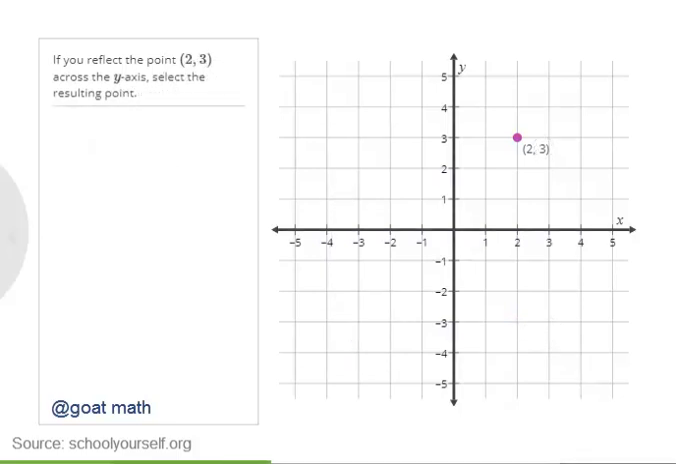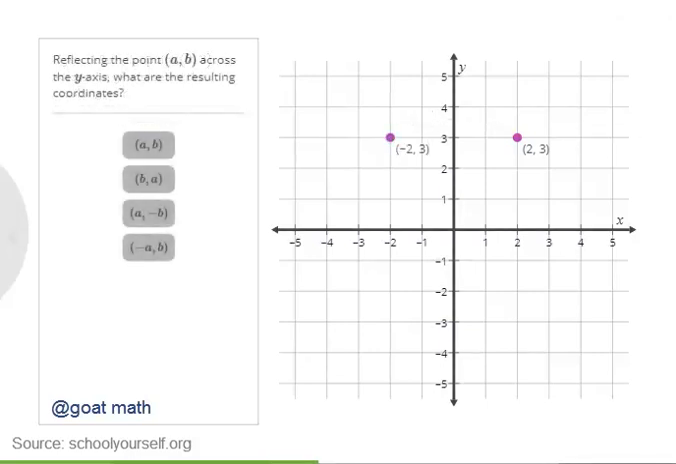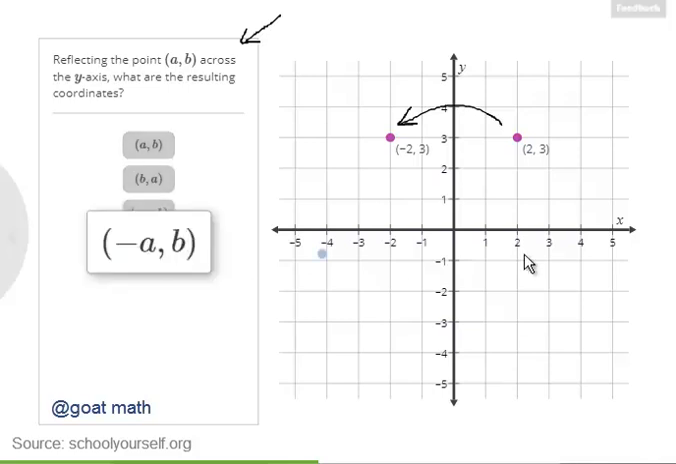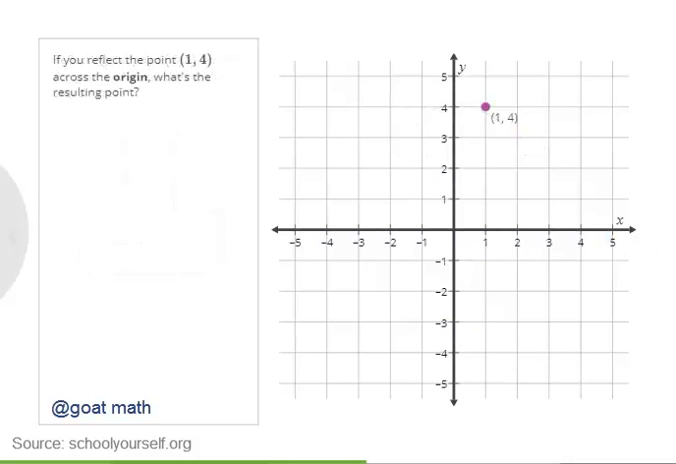So next, try reflecting the point 2, 3 across the y-axis. Select the resulting point. Exactly, you wind up at -2, 3. So in general, if you reflect the point A, B across the y-axis, what are the resulting coordinates? Right, so when you reflect across the y-axis, you multiply the x-coordinate by -1.